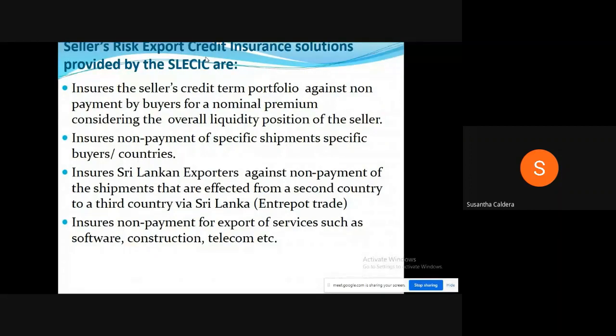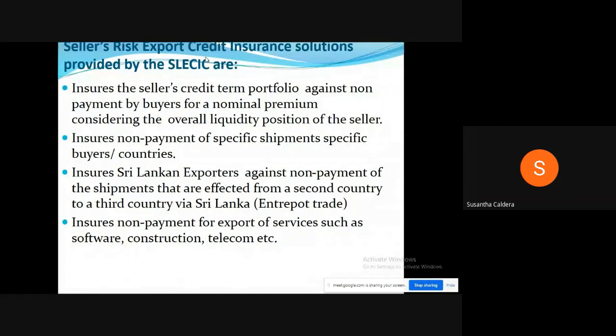The seller's risk export credit insurance solutions provided by SLECIC: they insure the seller's credit term portfolio against non-payment by buyers for a nominal premium, considering the overall liquidity position of the seller. It also insures non-payment of specific shipments, specific buyers, and countries.